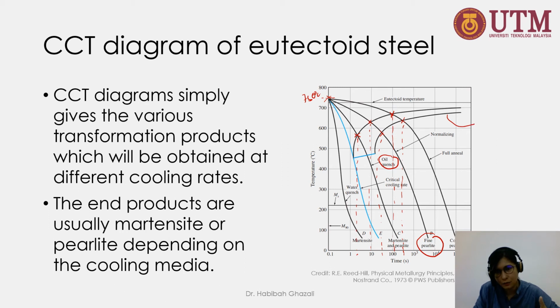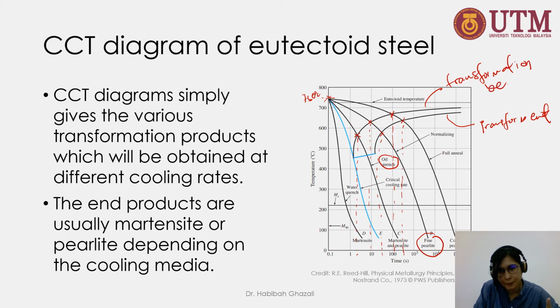So this is transformation end, and this is transformation begin. So the rest of the microstructure will eventually turn into martensite instead.